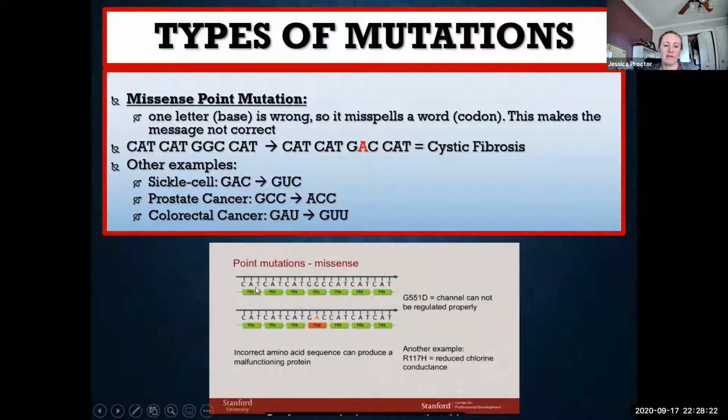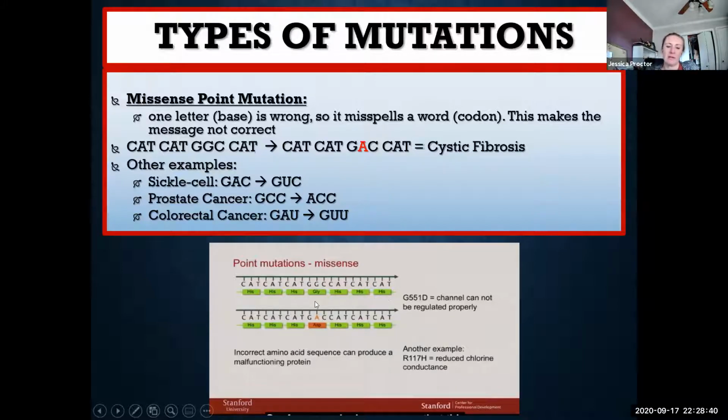So each messenger RNA strand, each set of 3 is a codon. So for example, CAT is coding for histidine. We got another histidine here, histidine. GGC is coding for glycine. CAT is coding for histidine, histidine, histidine.